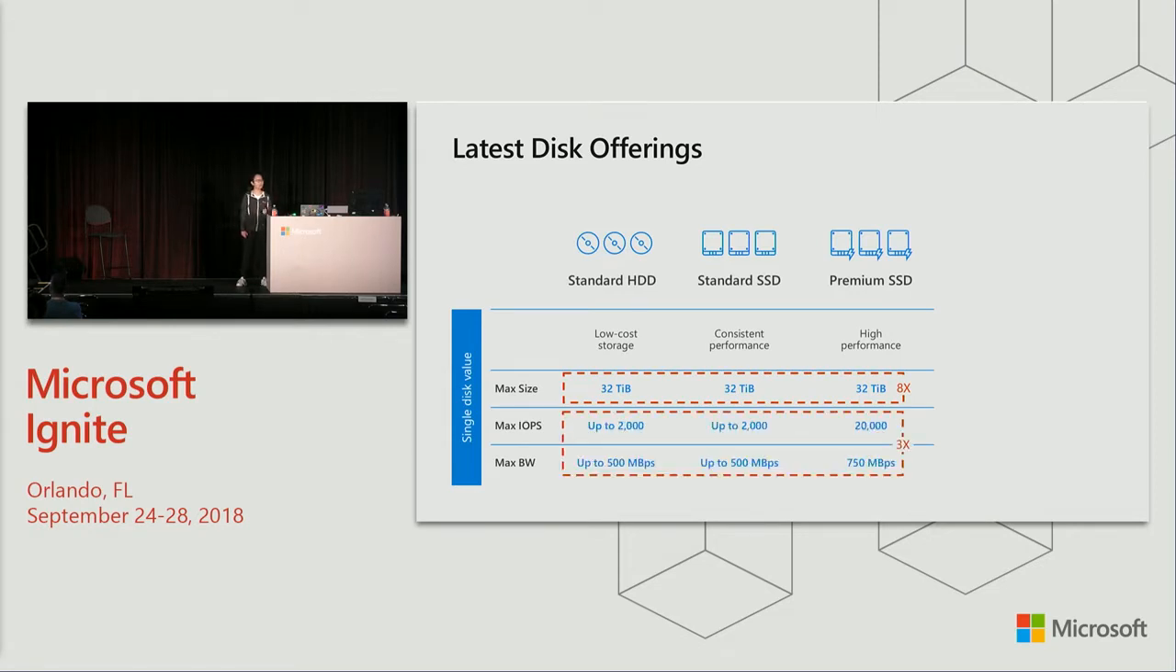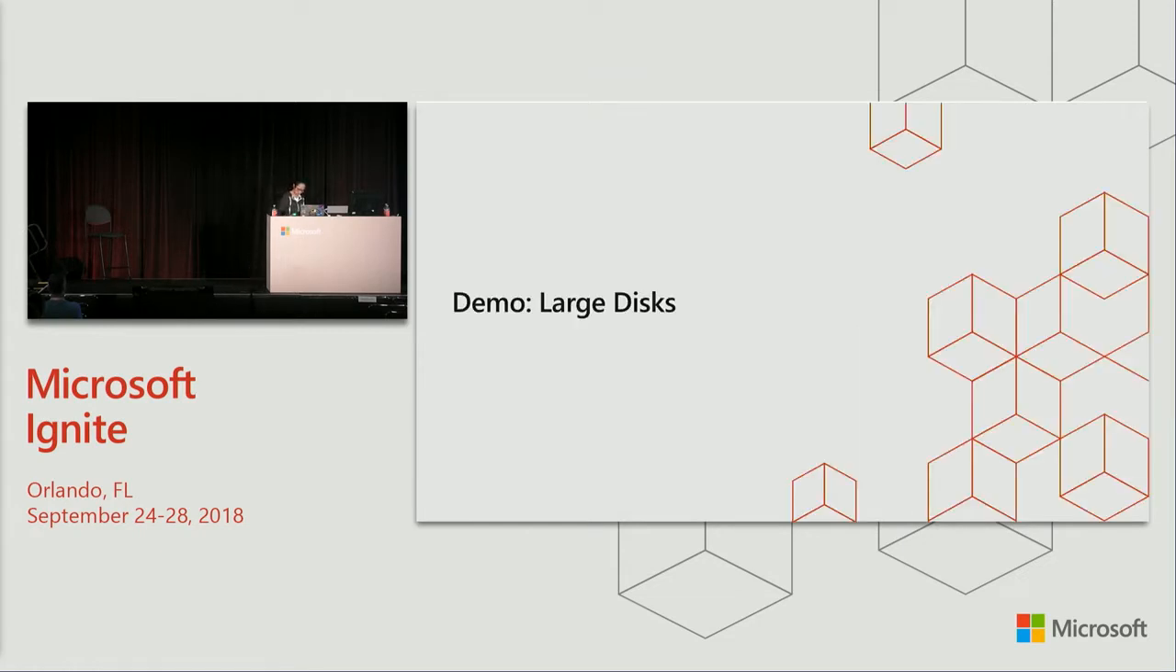Furthermore, we increased the maximum disk performance target you'll be able to provide. So for existing disk sizes, like standard SSD and standard HDD, the maximum IOPS is raised from 500 to 2,000 for the larger disk sizes, and also bandwidth from 60 MBps to 500 MBps, almost 10 times. Then on the premium SSD end, we are offering 20,000 IOPS and also 750 MBps. Instead of me talking about performance, let me show you performance.